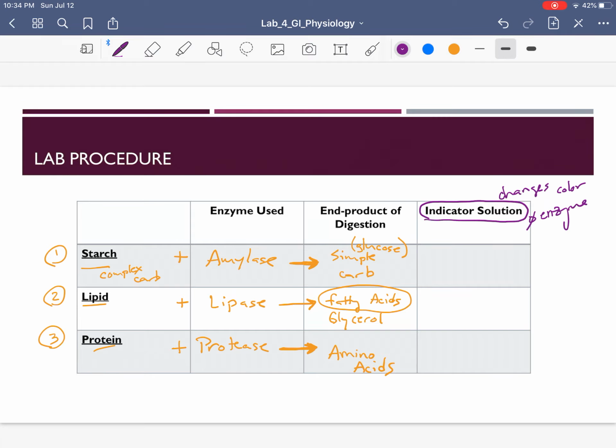You do not have to know these indicators by name, but I'm going to write them down here. And when we go through the lab, I just want you to be able to identify that they're indicators, that the reason why we're even using them is because they help change the color of the solution so we can see whether or not a nutrient is present. For the lipids, we're going to be using something called litmus cream. And for protein, we're using a really long chemical name that I cannot pronounce, but its shorthand is BAPNA. Love the shorthands.